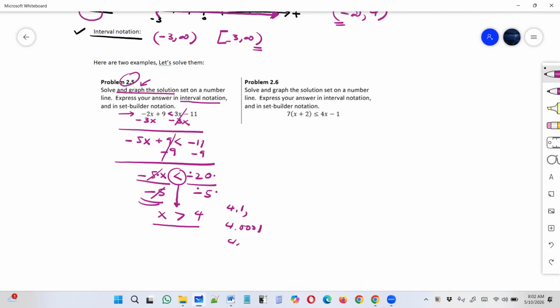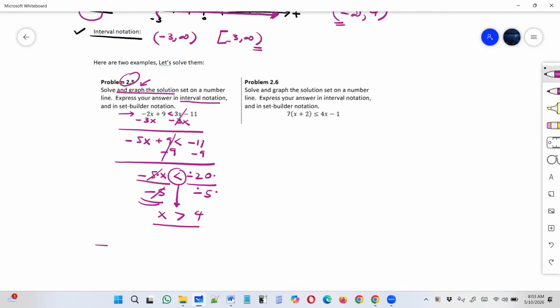4.001, 4.0003, 4.7, 5.1, 19.3, 1,000.78. There's just too many. It's infinitely many solutions. So we can't list them all. So what we do is we write the answer in interval notation.